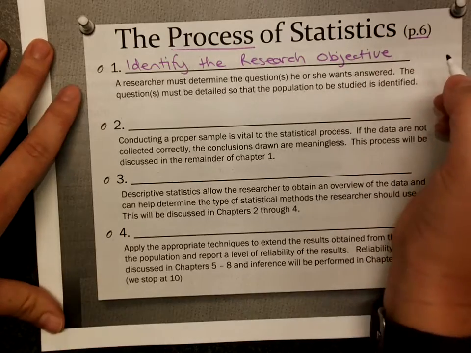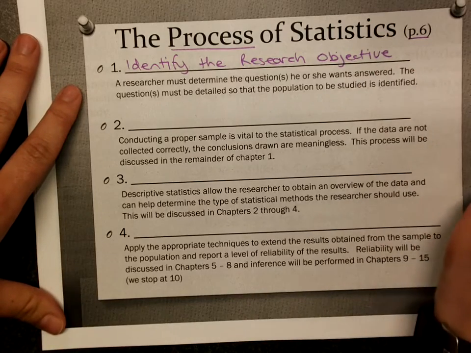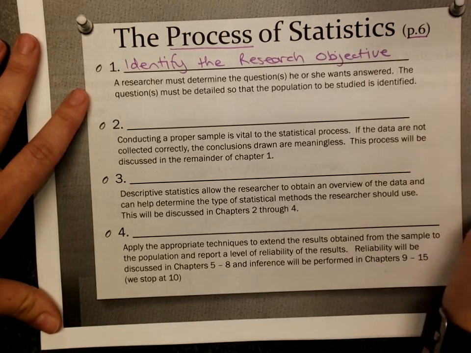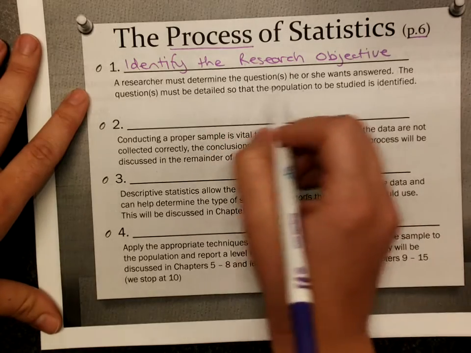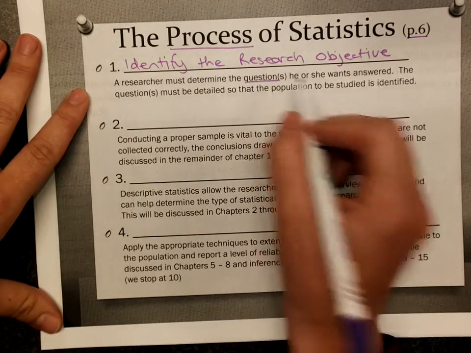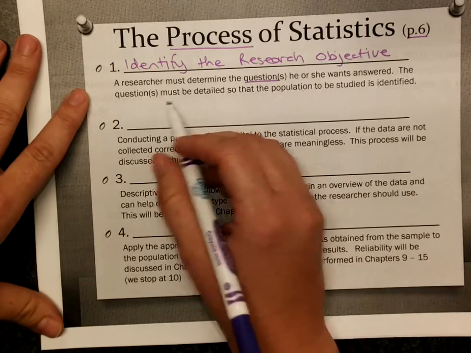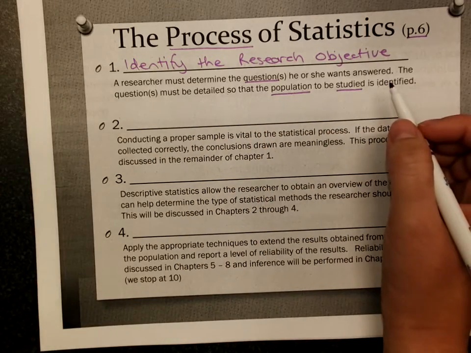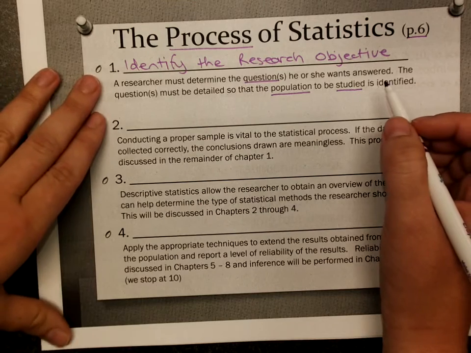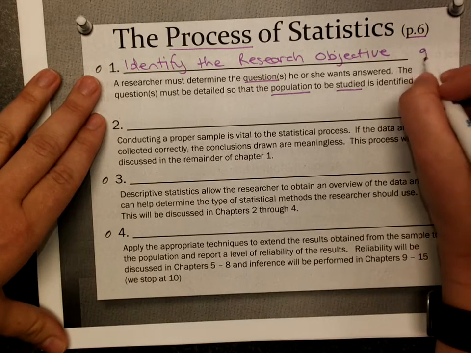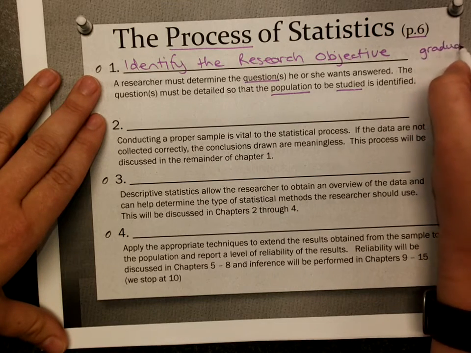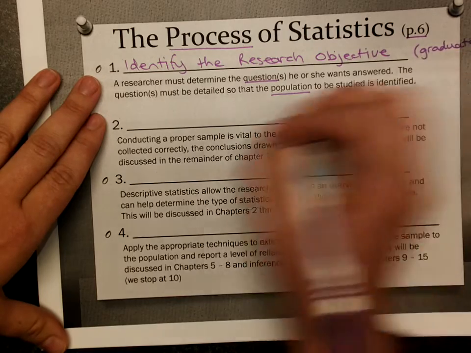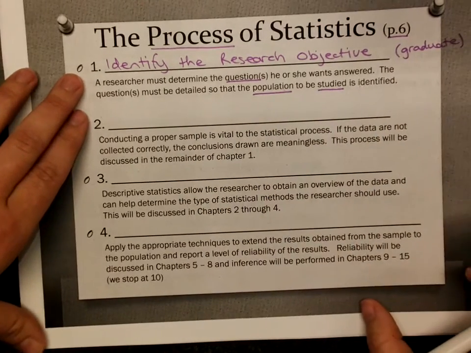So what do you want to study? What are you trying to solve? What are you trying to figure out? What question are you trying to answer? So the researcher must determine the questions they want to answer and be detailed enough so that the population to be studied is identified. We don't focus on this first part of the process. This is more for graduate school when you're doing your own research. Then you would come up with your research objective.